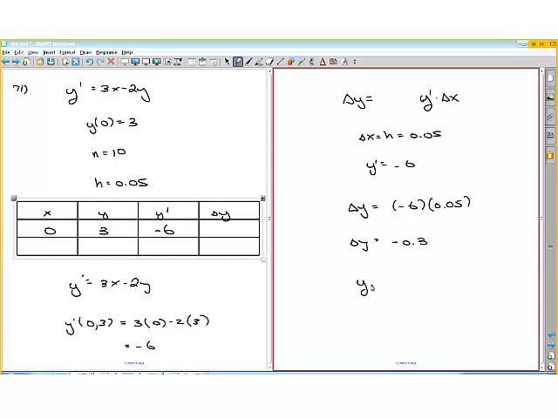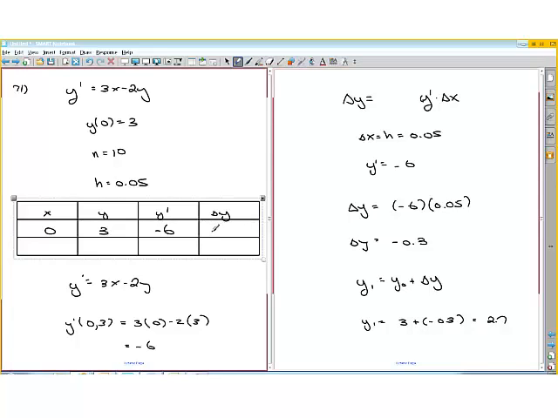So our new value of y, we'll say y1, is equal to y0 plus delta y. So y1 is equal to y0, which is 3, plus delta y, which is -0.3, which gives us 2.7. So now we can fill this in. So delta y is -0.3.